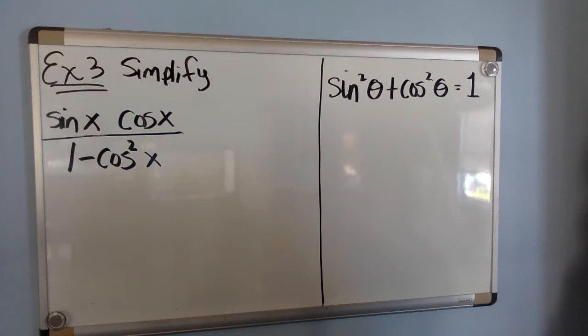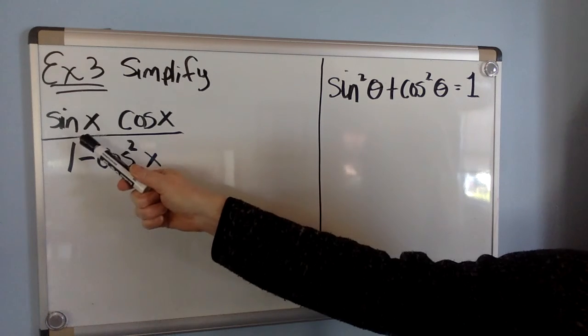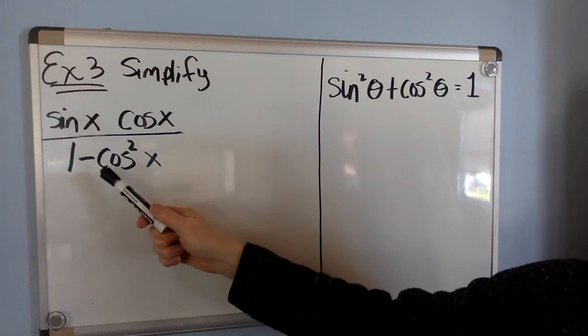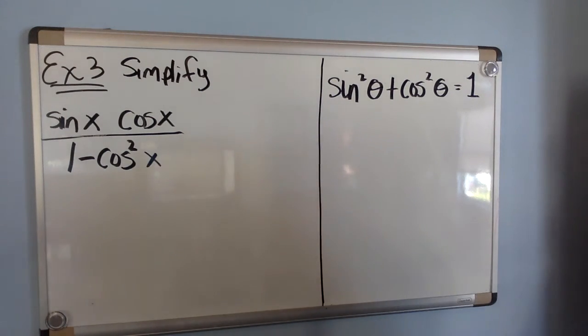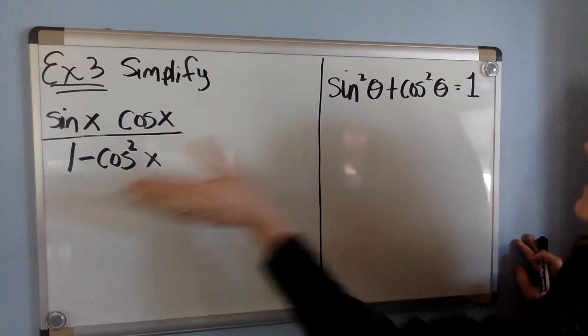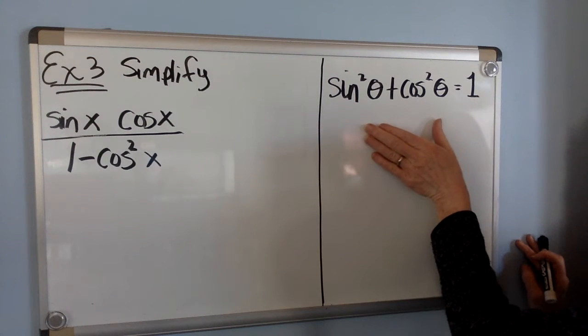Okay, so for example 3, we are going to have to simplify sine of x times the cosine of x, all divided by 1 minus the cosine squared of x. It looks kind of scary, but it actually isn't. This denominator is just a variation of this right here.